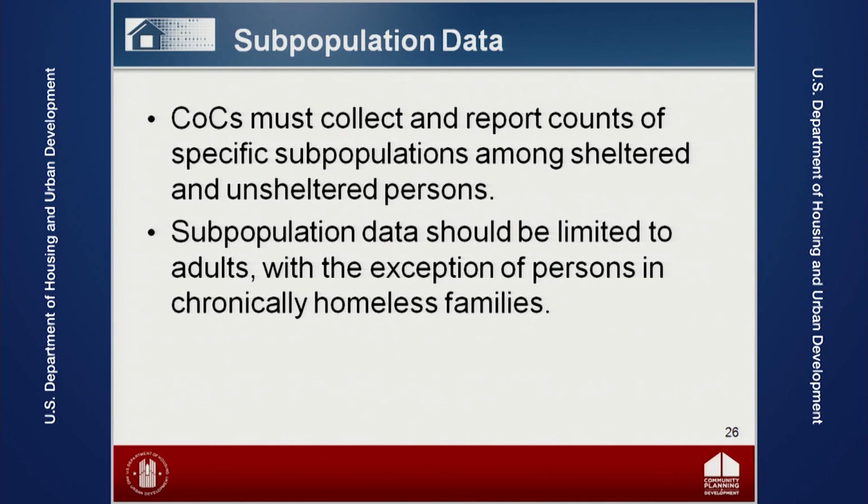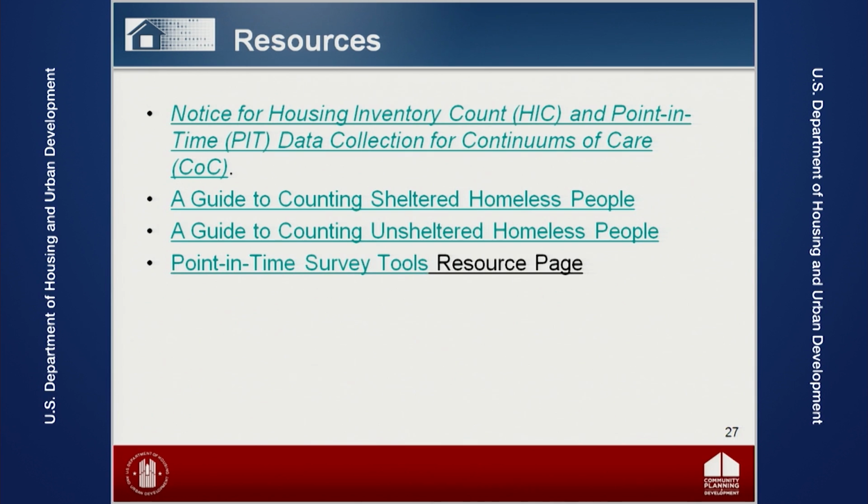To ensure accurate data collection, HUD requires that CoCs collect subpopulation data consistent with the definitions in the notice and in compliance with HUD counting standards. This allows CoCs and HUD to accurately measure progress against Opening Doors, the federal strategic plan to prevent and end homelessness. We've listed several PIT and HIC resources for communities on this slide. It's absolutely necessary for CoCs to review the notice and understand HUD's requirements for the 2014 count and likely for future counts, as Mike mentioned earlier.